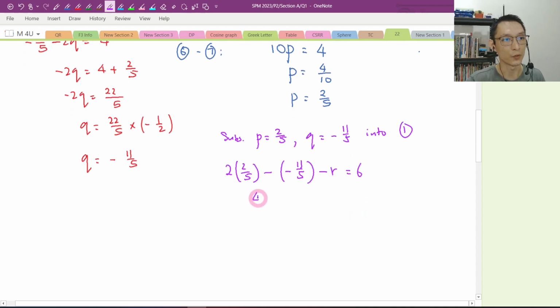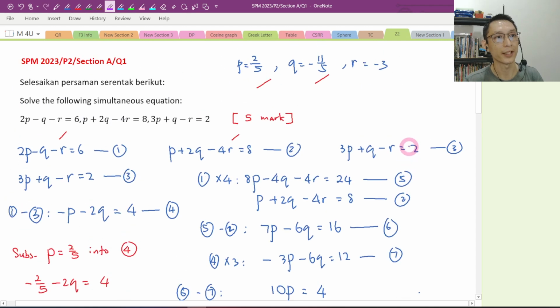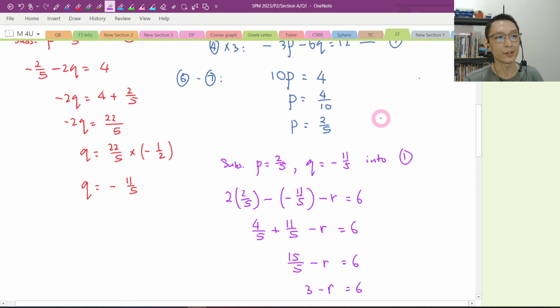Okay, this will give you 4 over 5 plus 11 over 5 minus r is equal to 6. 4 plus 11, you will get 15 over 5, which is actually equal to 3. So negative r is equal to 6 minus 3, which is equal to 3, and r is equal to negative 3. Okay, so this is the way how we solve this type of question.